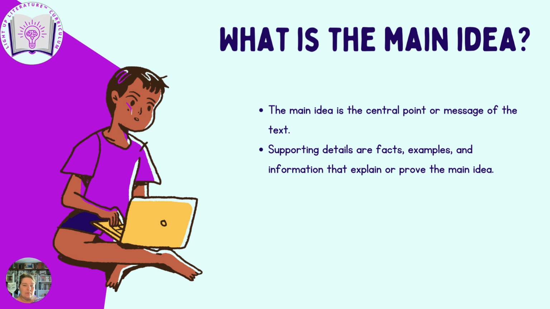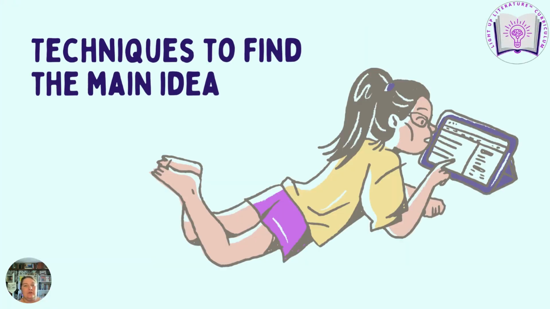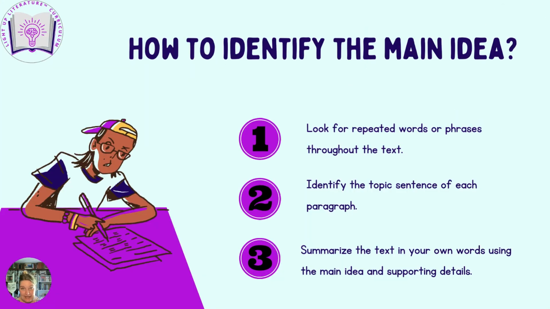So what is the main idea? The main idea is the central point or the message of the text. And the supporting details are kind of like the branches of a tree that help you understand more detail or extra information about the main topic. Techniques to find the main idea. How to identify the main idea? Look for repeated words and phrases throughout the text.